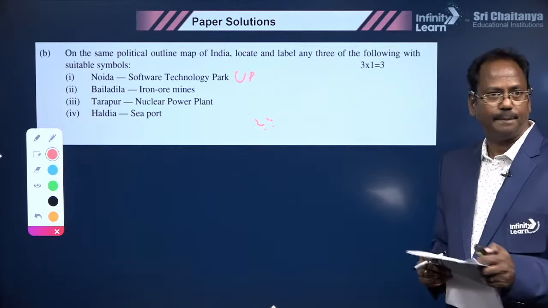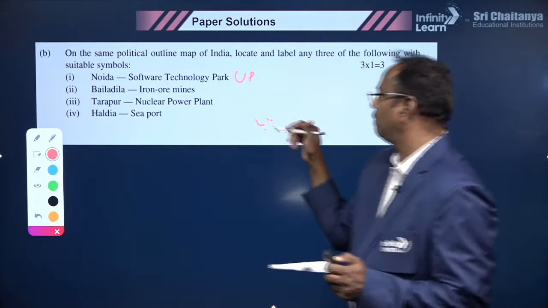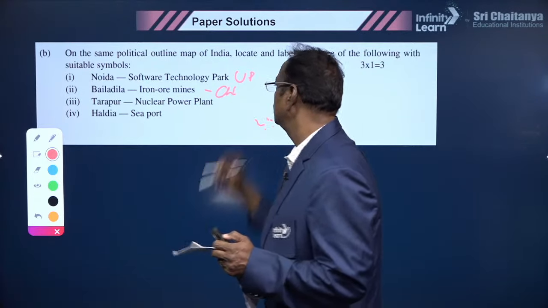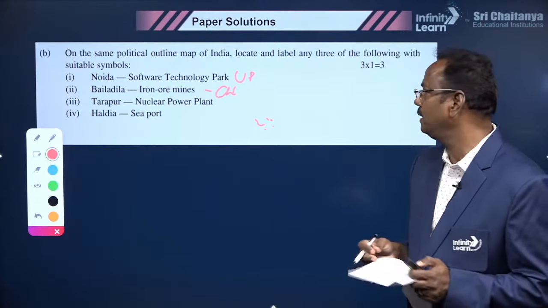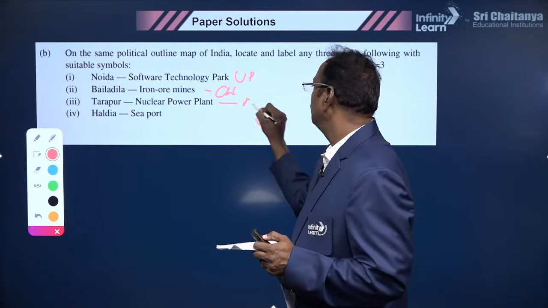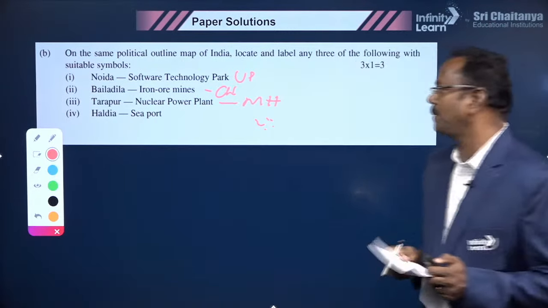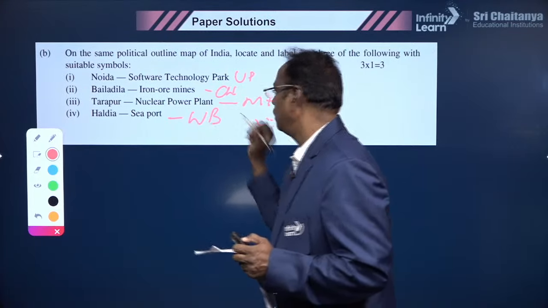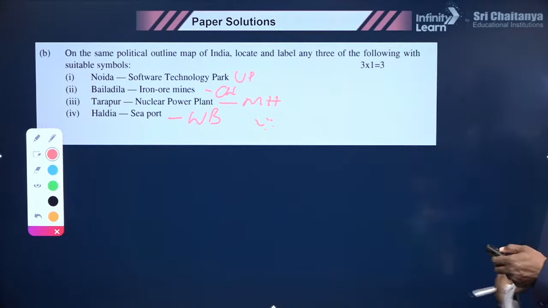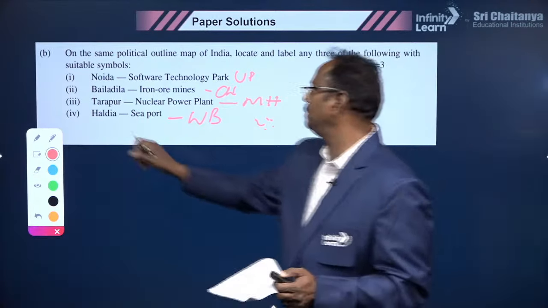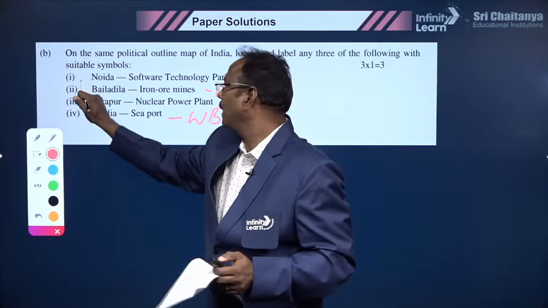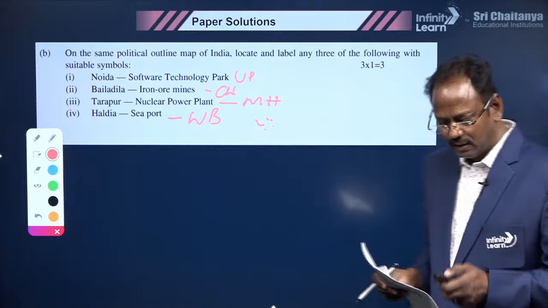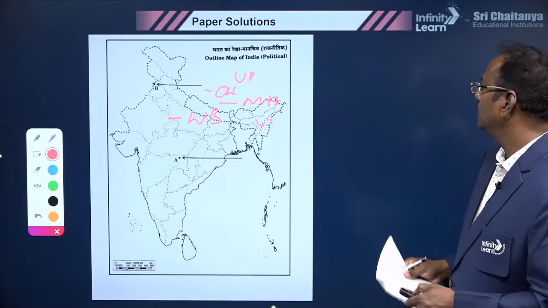Bailadila is an iron ore mine. Bailadila is in Chhattisgarh. Tarapur is in Maharashtra, a nuclear plant. Haldia is a seaport in West Bengal. Now we look into this. What are the question numbers in B? 1, 2, 3, 4. Understand? So now I go to the map.